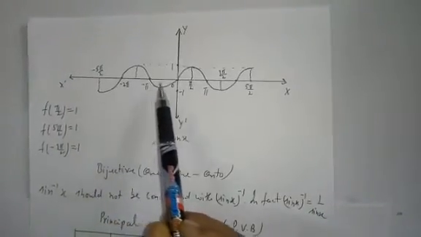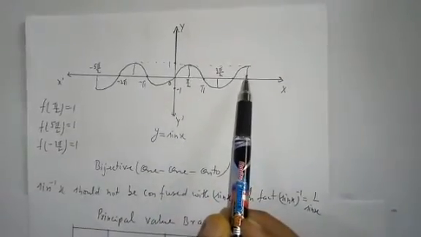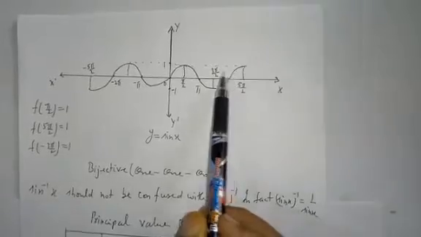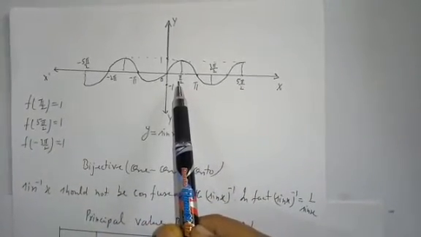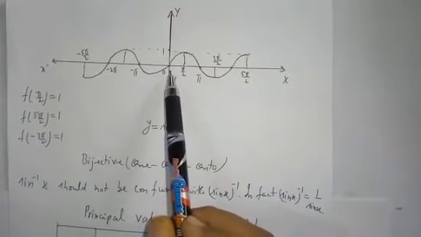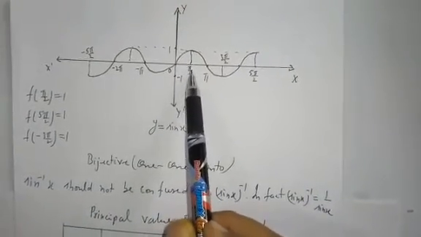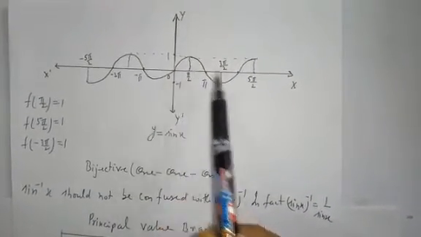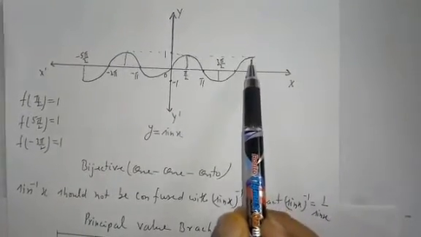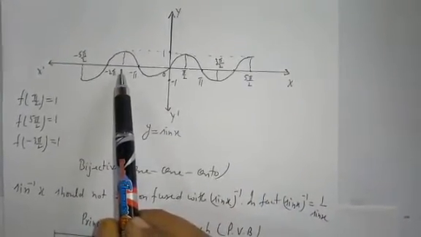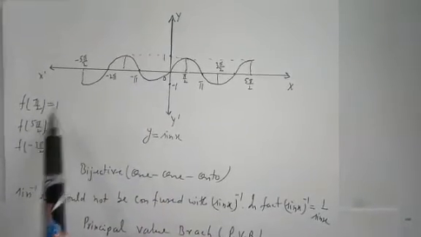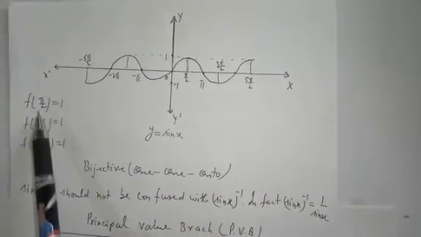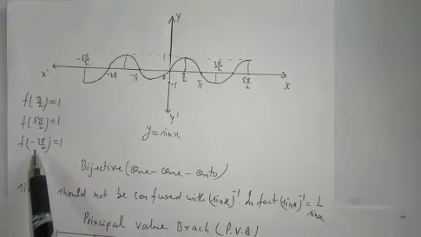This is the graph for the sine function, and the function we are considering here is sine. We observe that the value of sine at pi by 2 is 1, the value of sine at 5 pi by 2 is 1, and the value at minus 3 pi by 2 is again 1. So the value of the function is 1 at these different points.